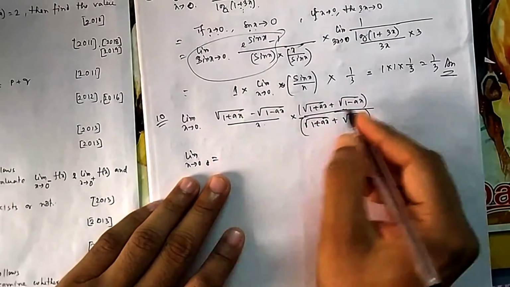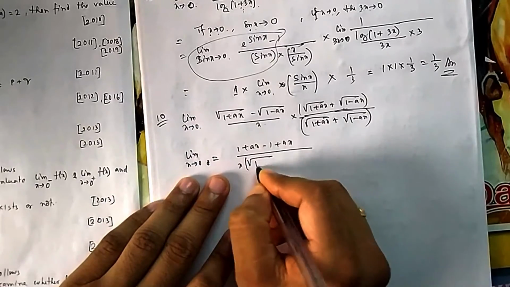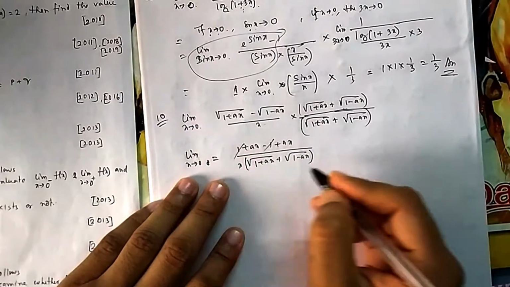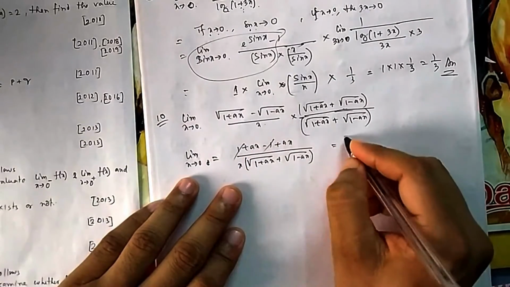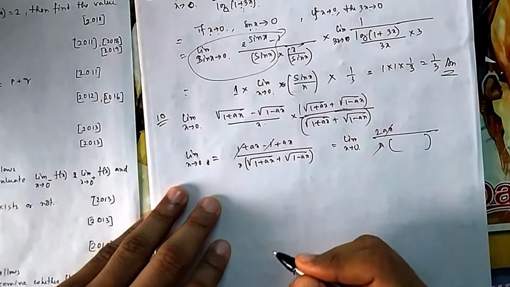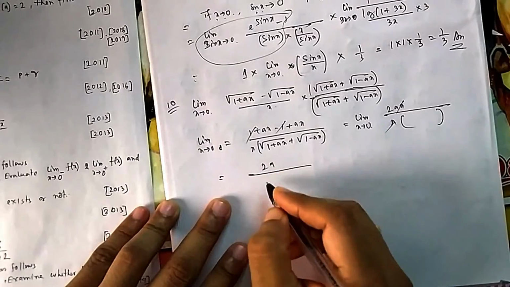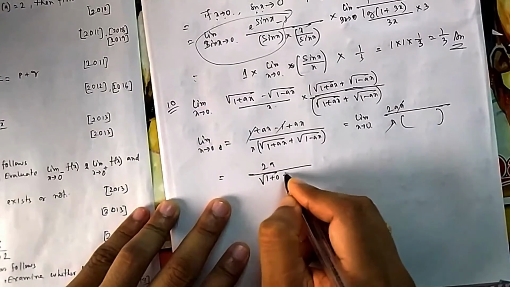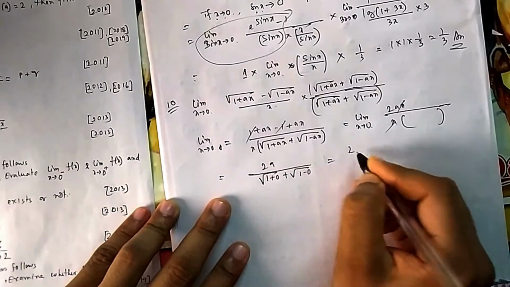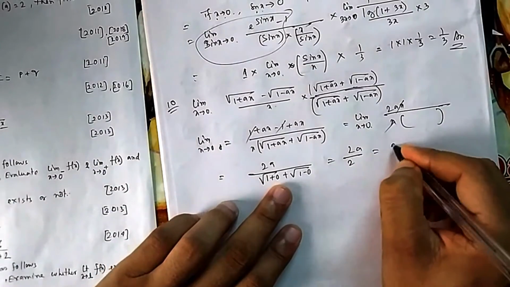So it will be (a plus b) into (a minus b), so a square minus b square, and the denominator will be as it is. So this 1 gets cancelled, and here it will be 2ax divided by x into this thing. So this x you can cancel. So you can put now x equal to 0, there will be no problem. Then root(1 plus 0) plus root(1 minus 0). So 2a by 1 plus 1, 2. So the answer is a.